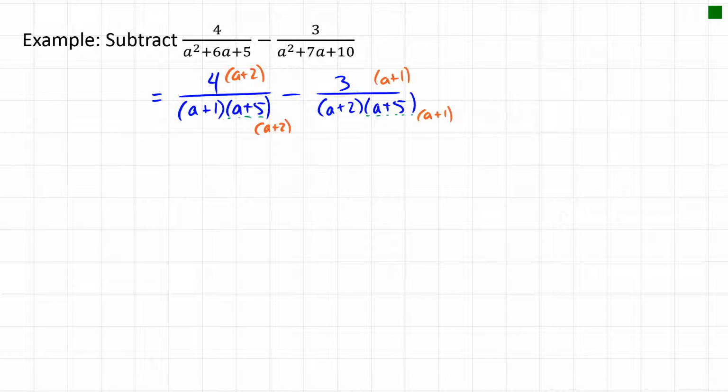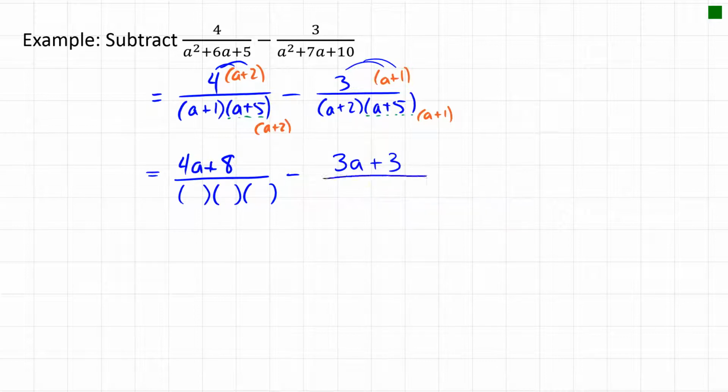I'm actually going to show you an alternate way to do this. It's just a slight alteration, which is that actually in this step right here, I'm going to multiply my numerators out. So I have 4a plus 8, and then I also have over here, over my 3 terms in my denominator, subtract 3a, so I'm going to multiply the 3 in, 3a plus 3 over my 3 denominators.